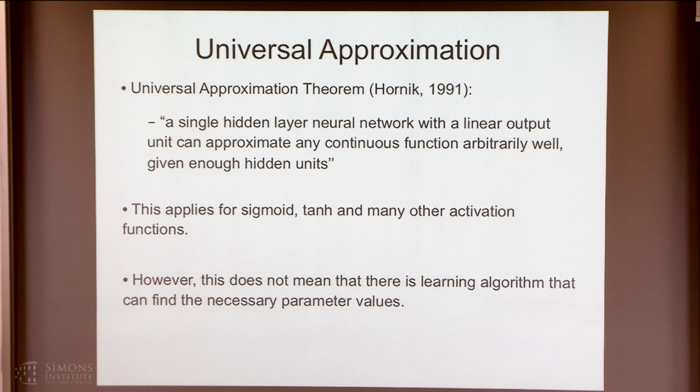Just to point out, there is this universal approximation theorem, essentially saying that a single hidden layer neural network with a linear output can approximate pretty much any continuous function. Right. That result says that if I have close to an infinite number of hidden neurons, then I can do a little piecewise linear approximation so I can approximate anything I want. So that's good. But at the same time, it doesn't really mean that there is a learning algorithm that can find the parameter values for the function that you're trying to approximate.